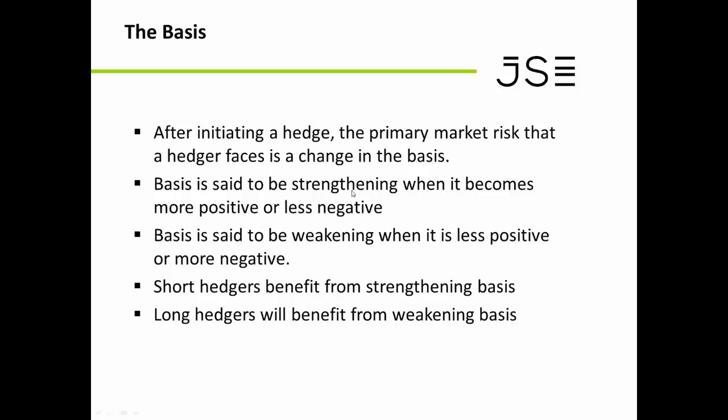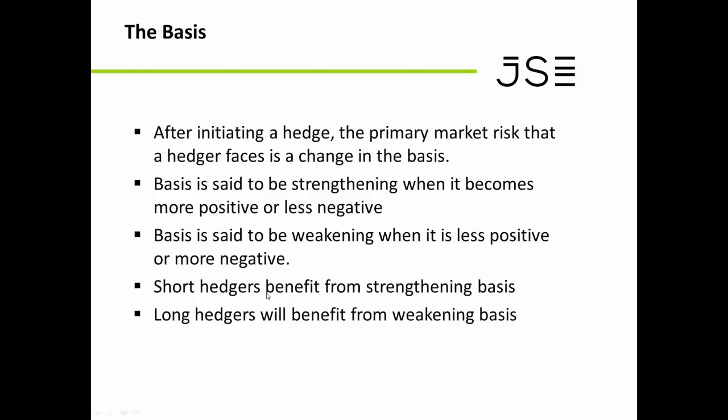Basis is said to be strengthening when it becomes more positive or less negative. In other words, the gap between your futures price and your spot price widening is when we say that the basis is strengthening. So the gap becomes more positive or less negative. Sometimes in real life we find that the two graphs actually cross, and that's when we get the negative number. Either way, that is when we say it is strengthening. And again, it is weakening when it is less positive or when it is more negative.